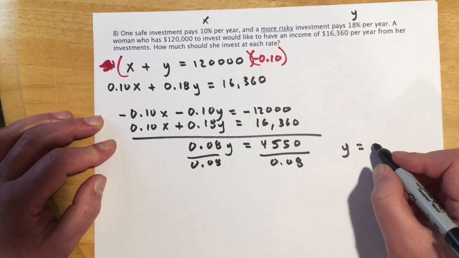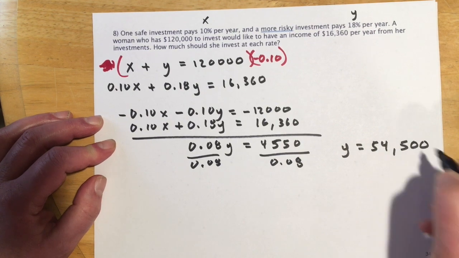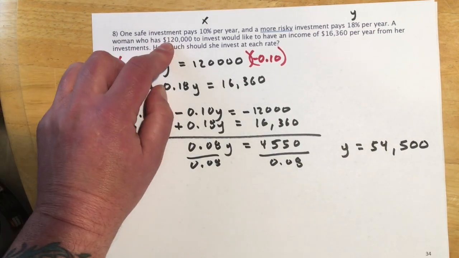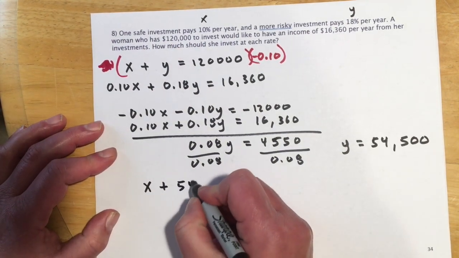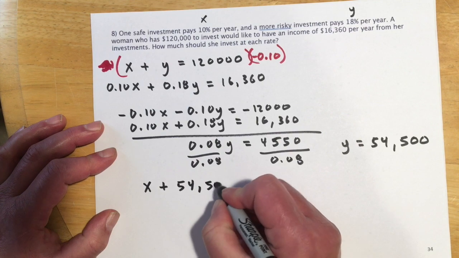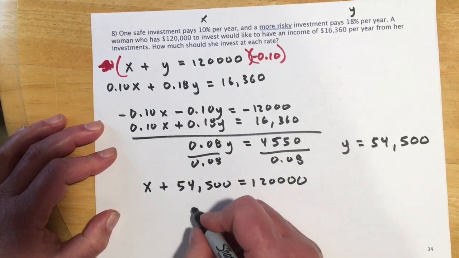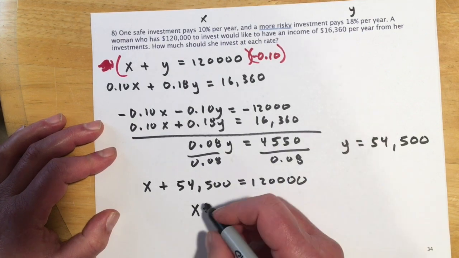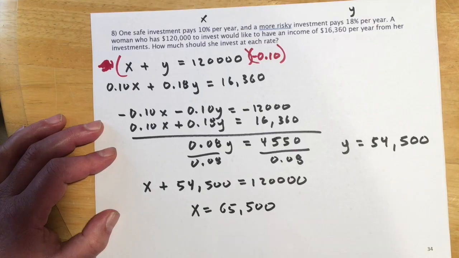And then just dividing this over, I get y equals 54,500. And since we know she has a total of 120,000, we can just say x plus that 54,500 has to equal 120. And then subtracting this over, we get the amount at x, and that's 65,500.